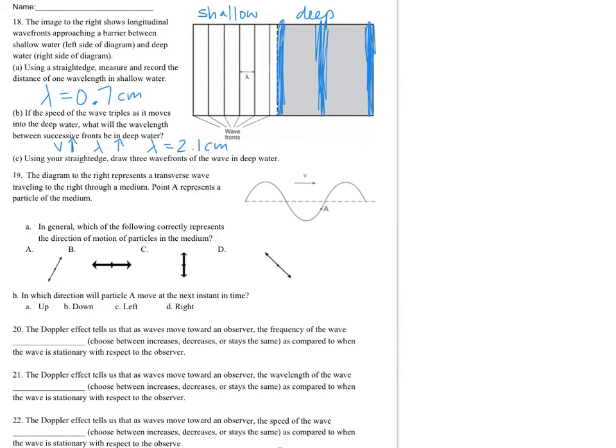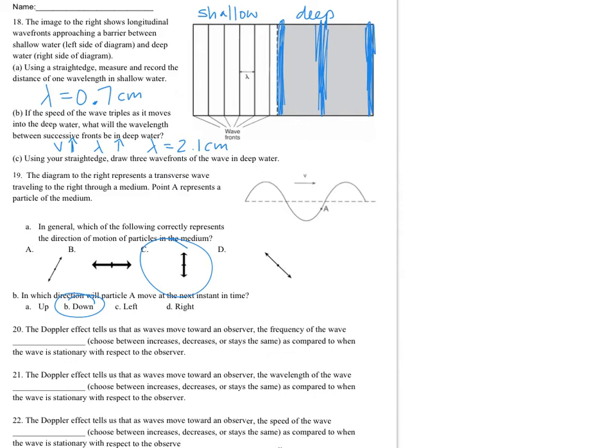Since we have a transverse wave, the particles are going to vibrate up and down as they move across. As the wave is moving to the right, the particles vibrate up and down in a transverse wave. In which direction will particle A move at the next instant of time? This is actually the trickiest question here, and I'm going to take a while to explain it, but the answer is B, down.